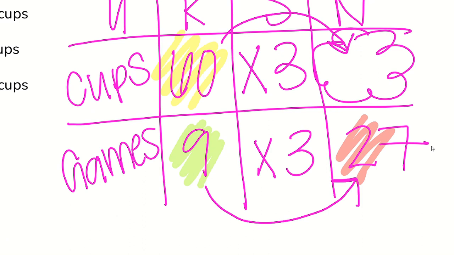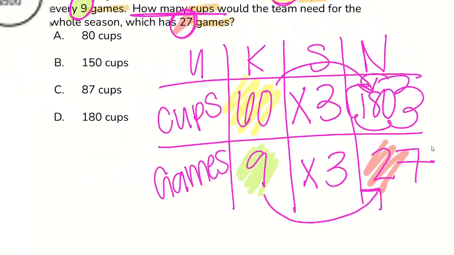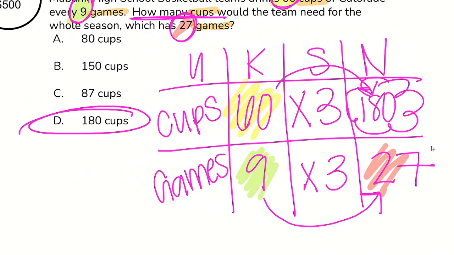Let's do a little math trick. Let's get rid of that 0 real quick. Okay. What's 6 times 3? 18. Okay, now let's add the 0 back on. Oh, look at that. Bam! 180. Is that a choice? It is. 180 cups in 27 games.